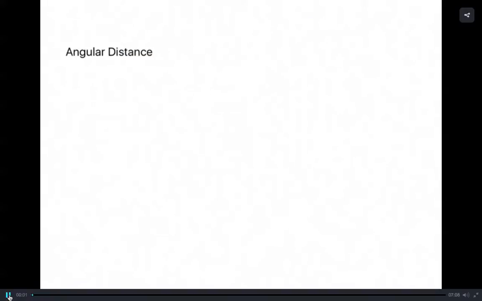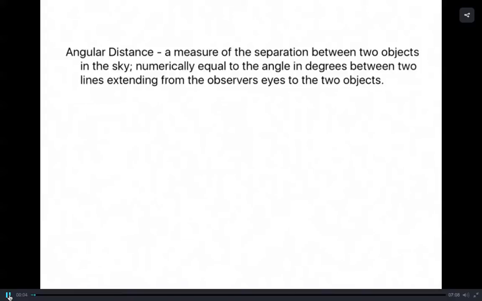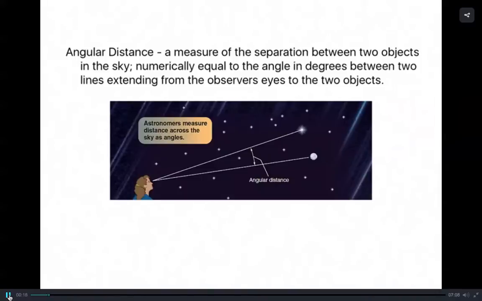Let's look at angular distance. Angular distance is a measure of the separation between two objects in the sky. Numerically, angular distance is equal to the angle in units of degrees between two lines extending from the observer's eyes to the two objects. In this cartoon from your textbook, we see the two lines extending from the observer's eyes to the two objects. One object is a star, and the other object is the moon.